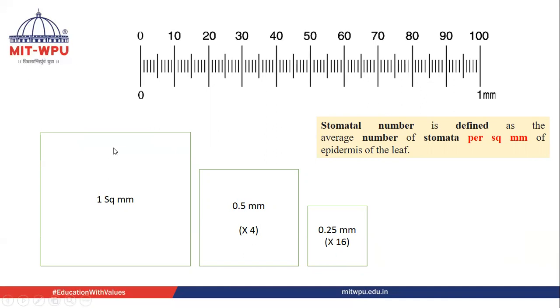But sometimes what happens is I'm not able to see the complete scale through the eyepiece. So I'll go for half of it. I will go for 0.5 instead of 1 mm. So this is 0.5. But my definition says number of stomata per square mm. So to convert this 0.5 mm into 1 square mm, I need to multiply it by 4. I will not be multiplying by 2, because if you imagine that this is my 1 square mm and this is 0.5, if I fit it here, it will be completing only this much portion, right?